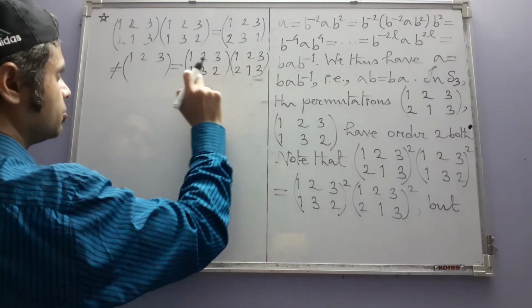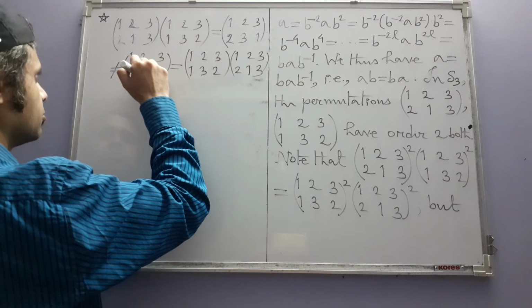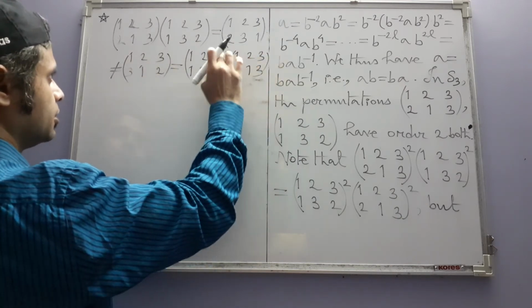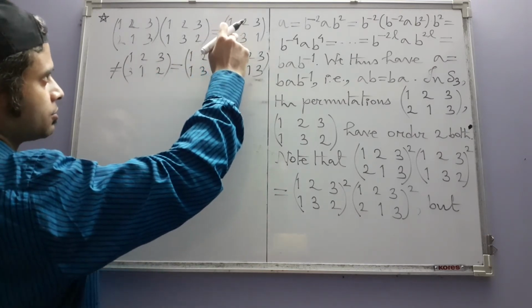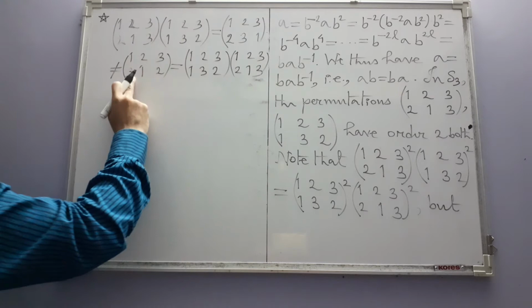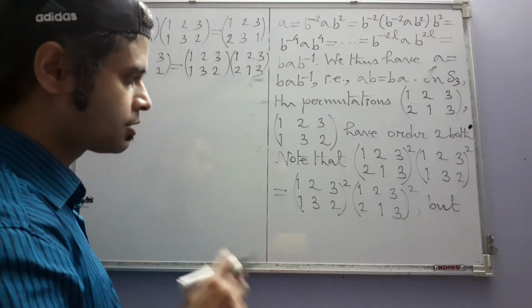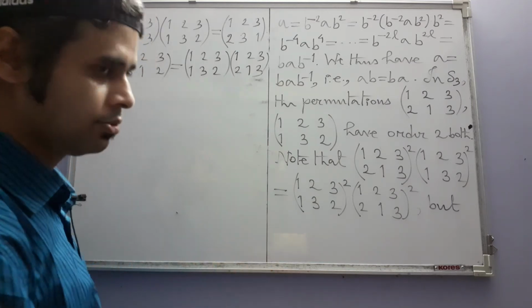1 to 2, 2 to 3, 1 to 3, 2 to 1, 1 to 1, 2 to 1. So this will be 2, 3 to 3, 3 to 2, yes. So they are not equal because this function takes 1 to 2, whereas this permutation or function takes 1 to 3. So a square b square is equal to b square a square, but ab is not equal to ba.